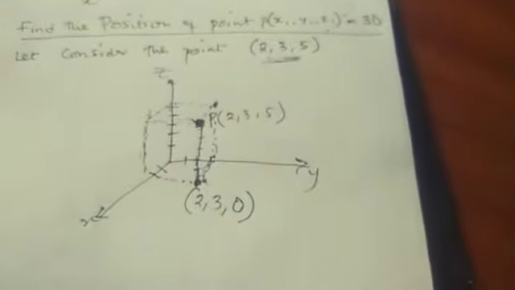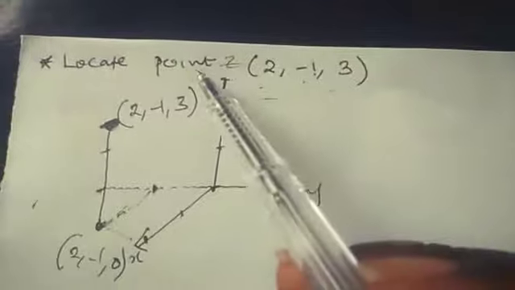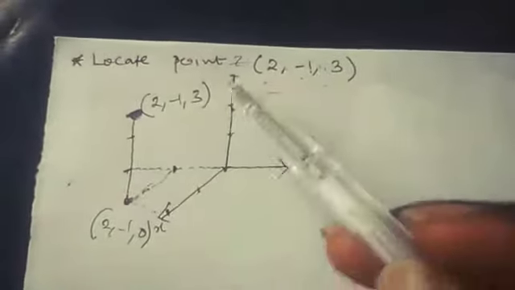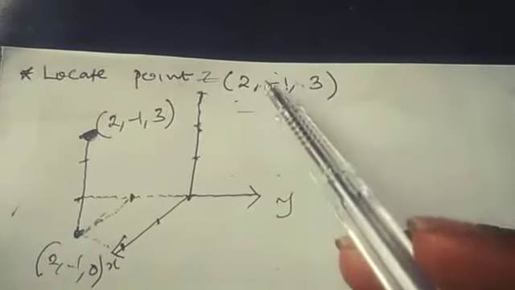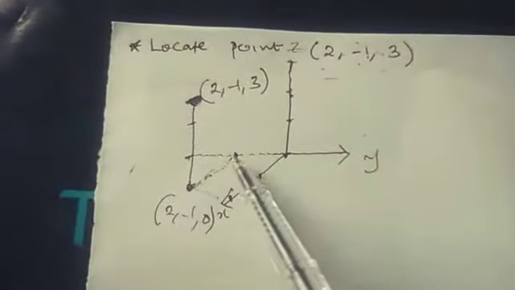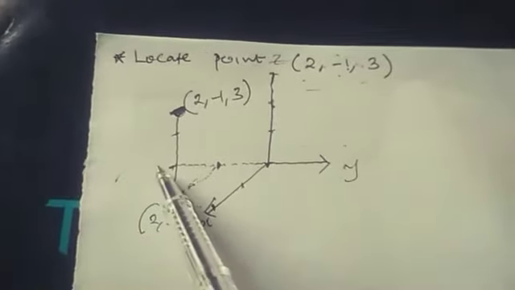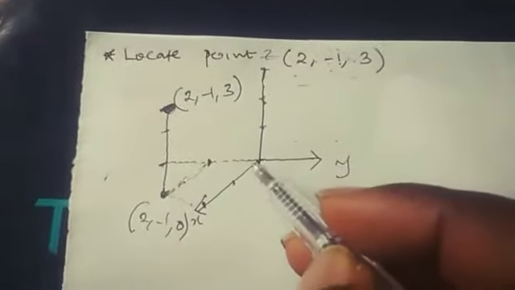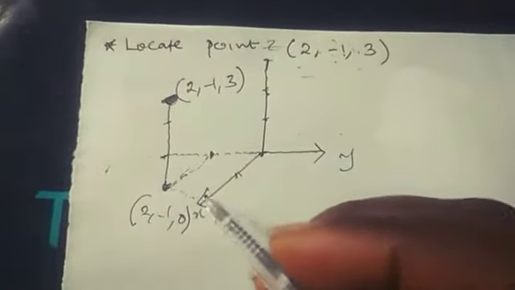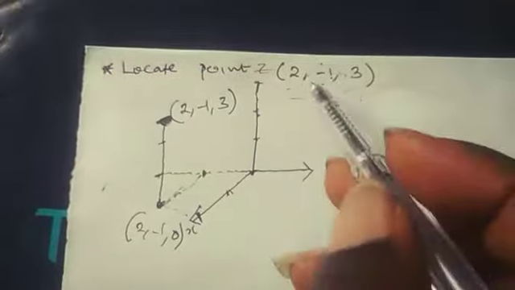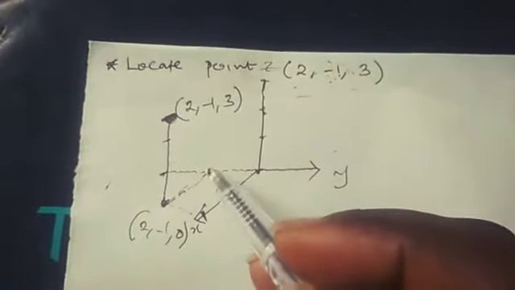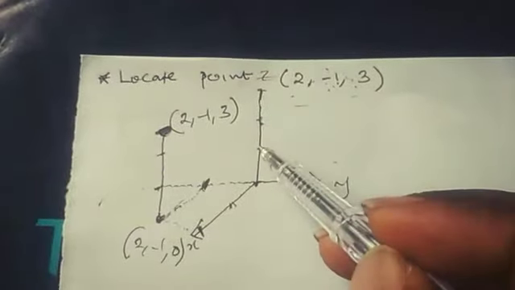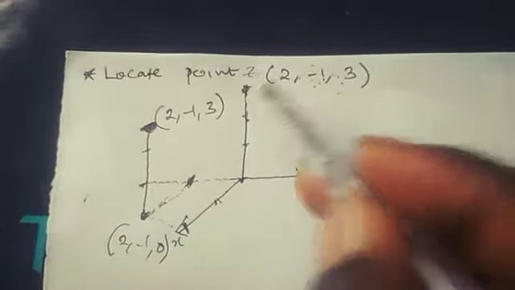Now let's take another example. We want to locate this point. So this is our x, y, and z axis. But because this y is negative, we need to draw the negative part of y. So we counted 2 for x, 1, 2. And we counted 1 for y because it is negative. We counted it backward there. Also for z, we counted 3, 1, 2, this is 3.